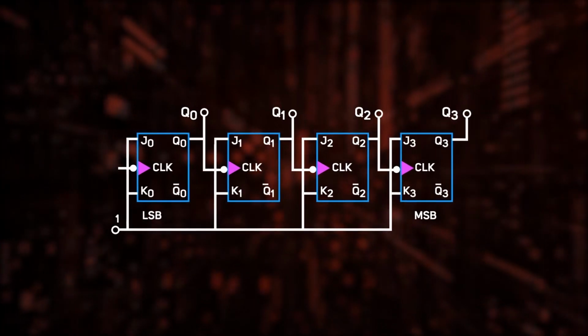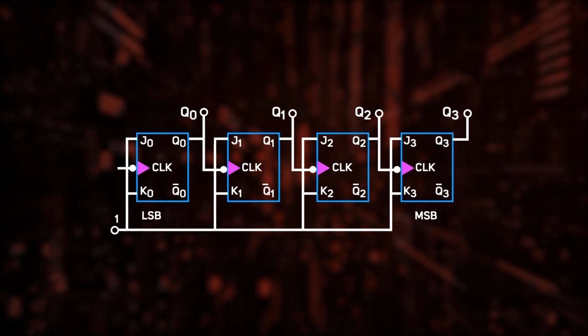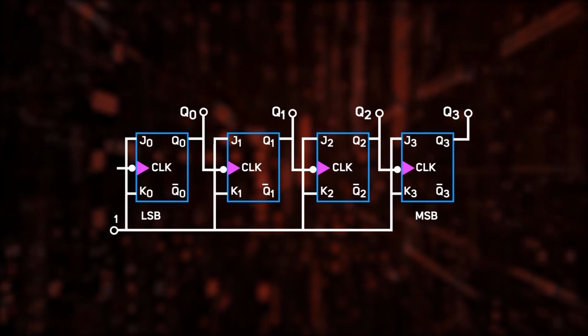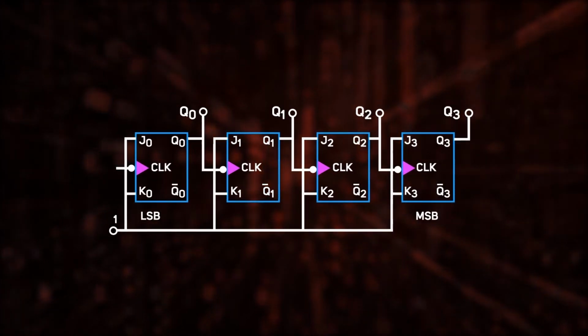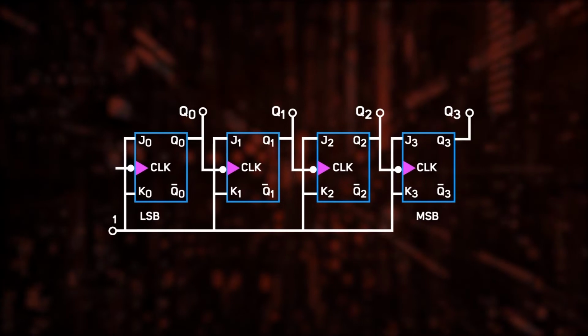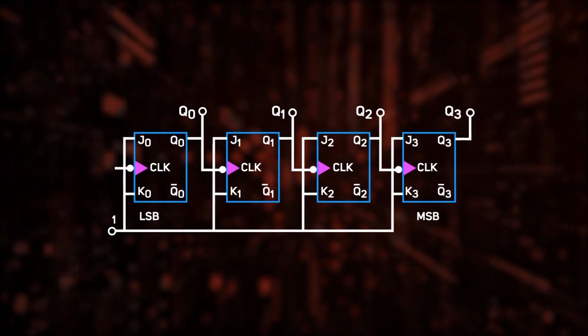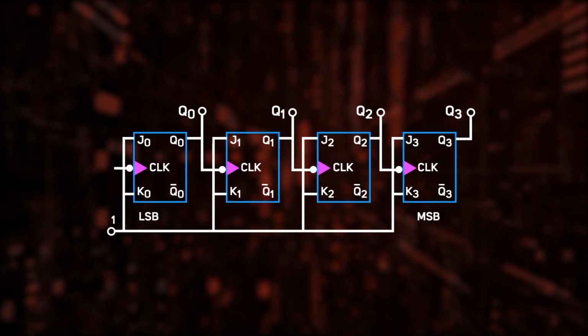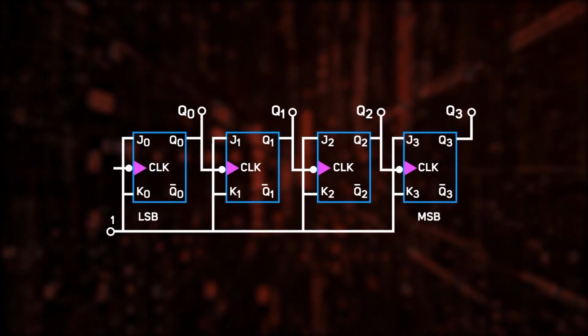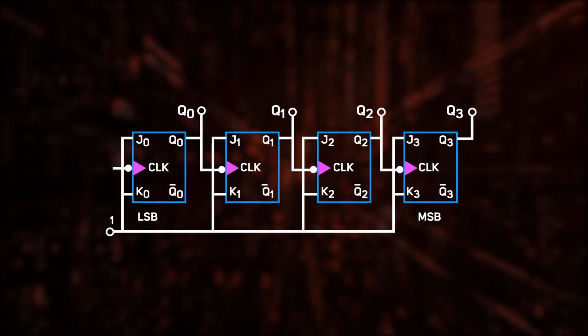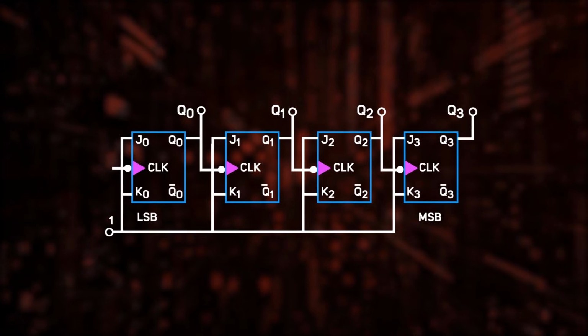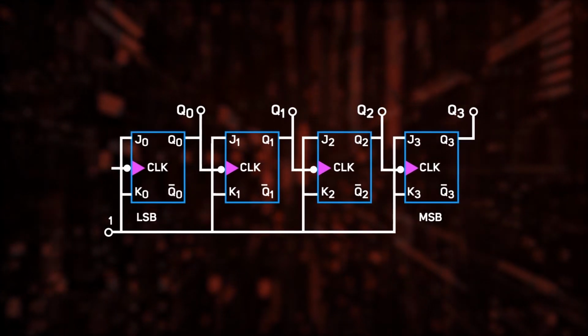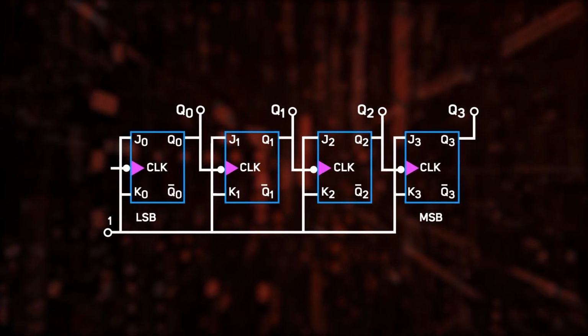Let us look into one more scenario. The previous state is 0, 1, 1, 1. What happens when the clock pulse arrives? It toggles the LSB. Since it changed from 1 to 0, it toggles the next one. And the next bit 1 to 0, and the next bit 0 to 1, resulting in the value 1, 0, 0, 0.